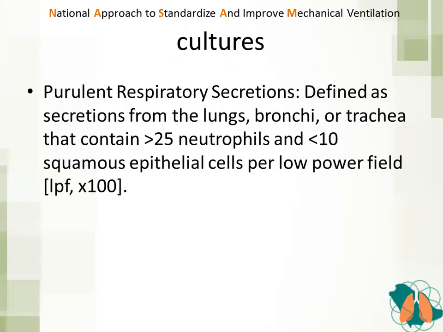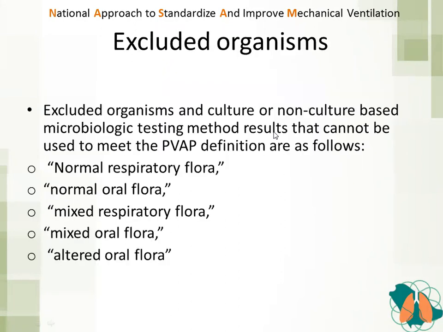So, going to cultures. Per the CDC, purulent respiratory secretions are defined as secretions from the lungs, bronchi or trachea that contain more than 25 neutrophils and less than 10 squamous epithelial cells per low power field. Now the problem is that for most of the cultures we have a result, but we don't have this semi-quantitative data. But because it's mentioned already in the CDC, I just put the definition here, which is criteria number 1 in cultures.